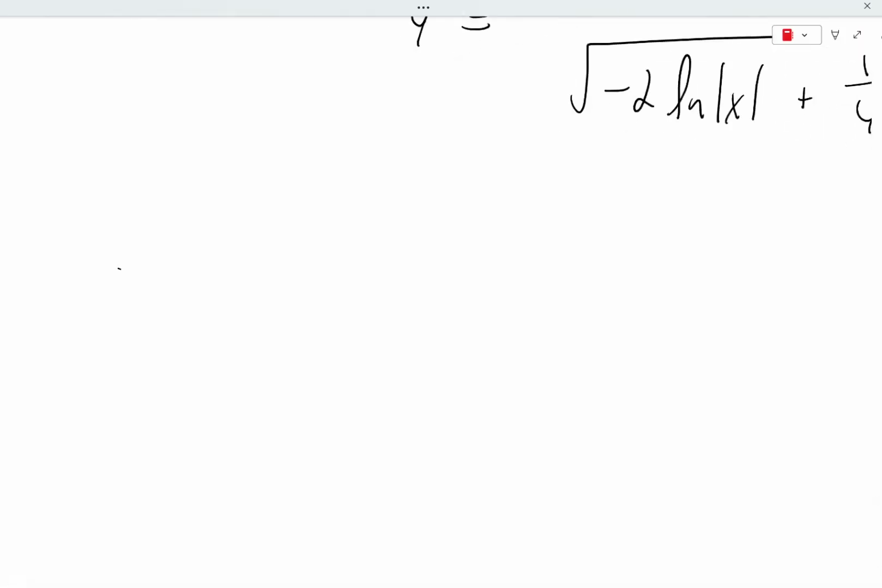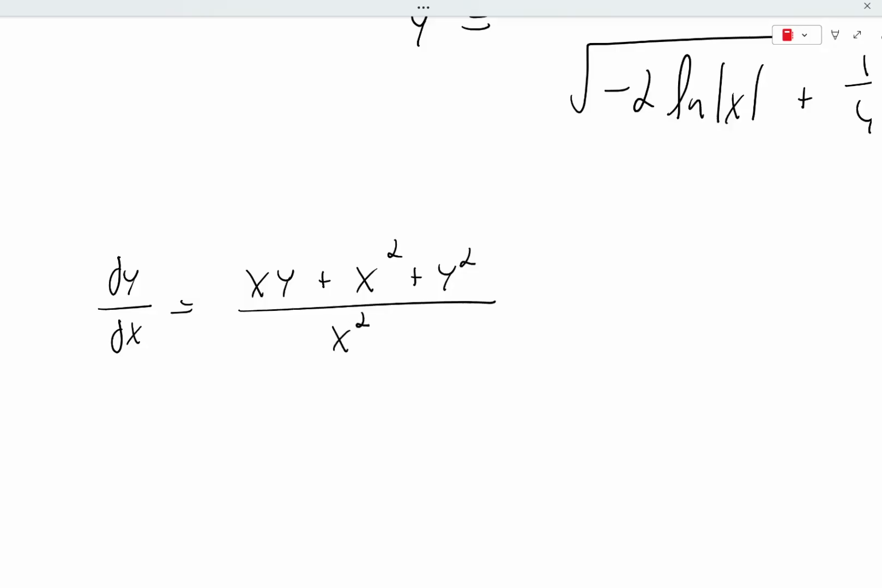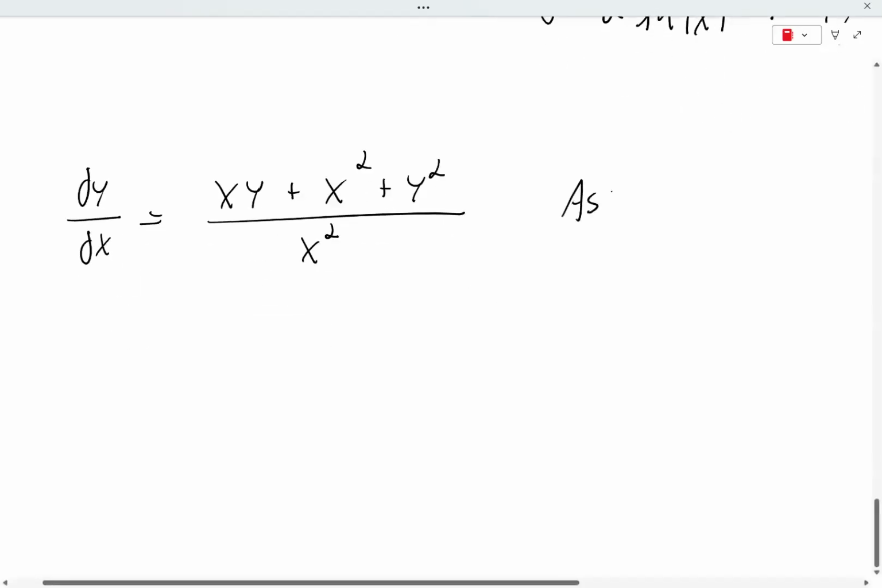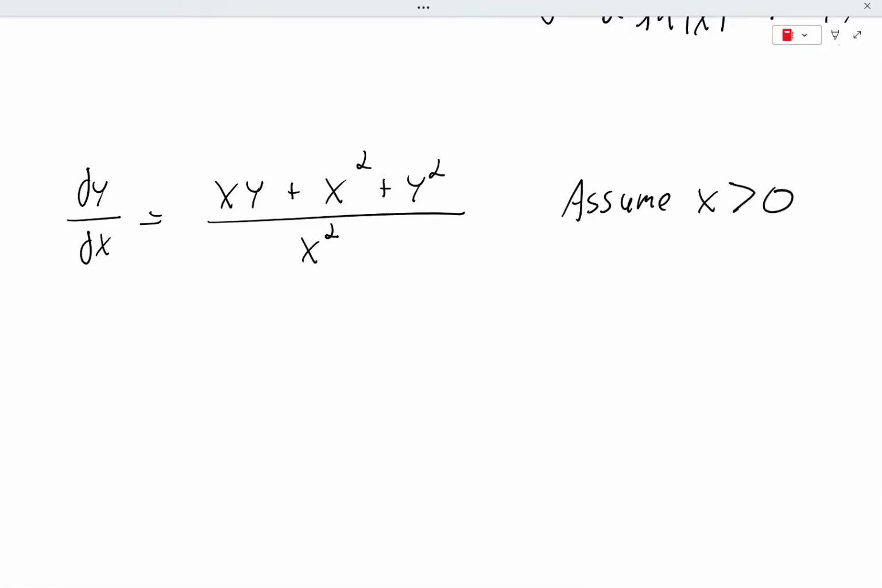Let's say we have dy dx equals xy plus x squared plus y squared over x squared. Okay, here we'll assume that x is greater than 0. So looking for solutions to this then.